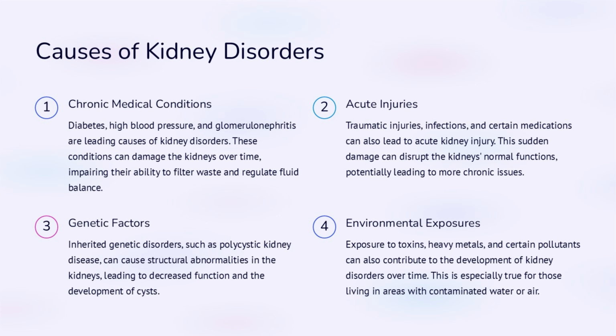Inherited genetic disorders, such as polycystic kidney disease, can cause structural abnormalities in the kidneys, leading to decreased function and the development of cysts. Exposure to toxins, heavy metals, and pollutants can contribute to the development of kidney disorders over time, especially for those living in areas with contaminated water or air.